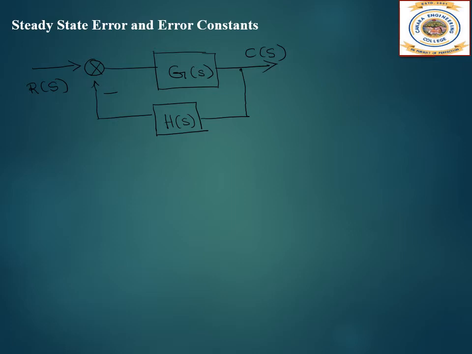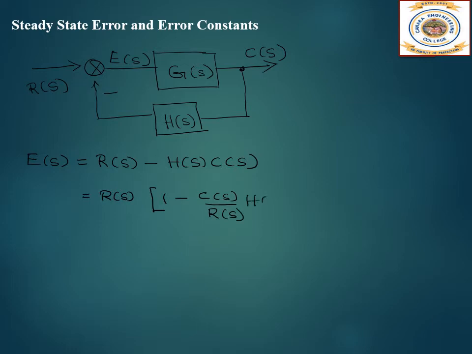Now here, see, E of s, here we have the error. Now what is E of s? According to this, we have the summation point. One input of the summation point is R of s. The other input is H of s into C of s, since H of s is fed by C of s. Let me take this R of s out. So what do we get? 1 minus C of s by R of s into H of s.